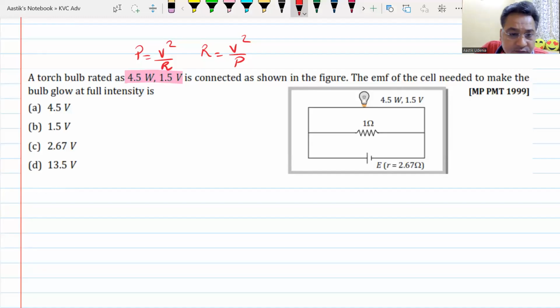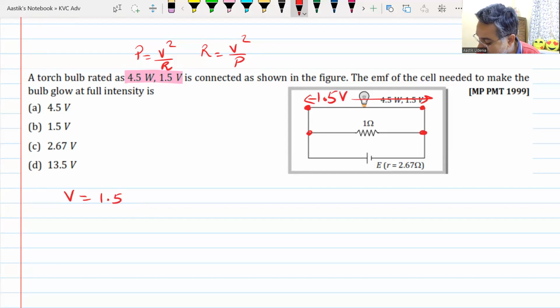So how are we supposed to do this? The bulb should glow with full intensity. That means the potential difference between these 2 points should be 1.5 volt. Yes or no? Yes, sir. The potential difference across the battery or the cell is 1.5 volt. Yes or no? Yes, sir. That must be equal to E minus I into r. Yes or no? Yes, sir.